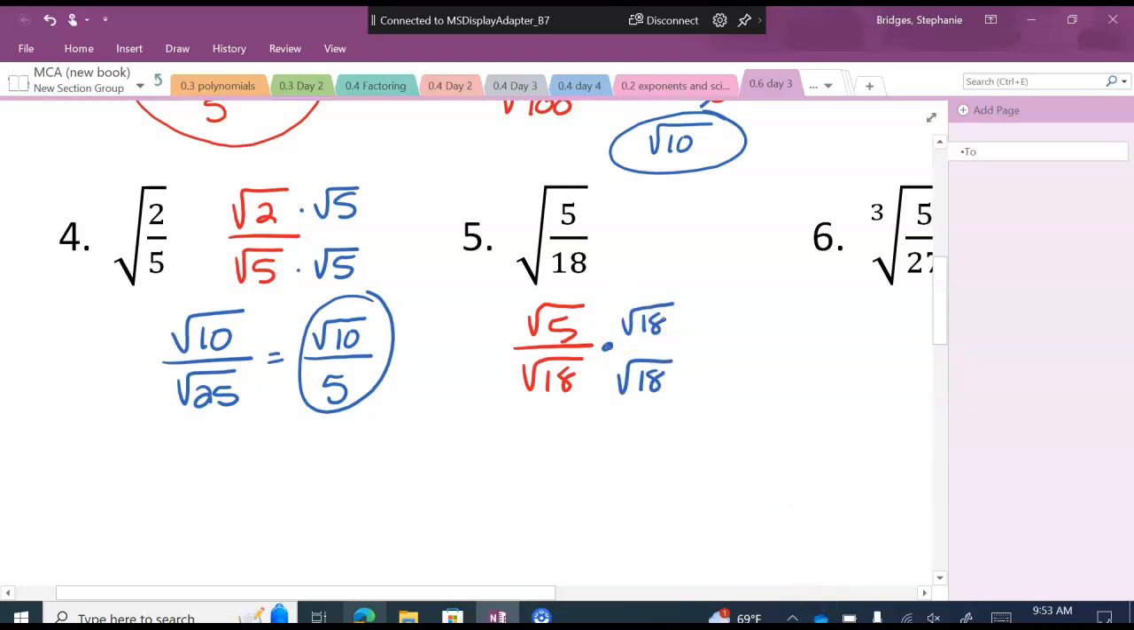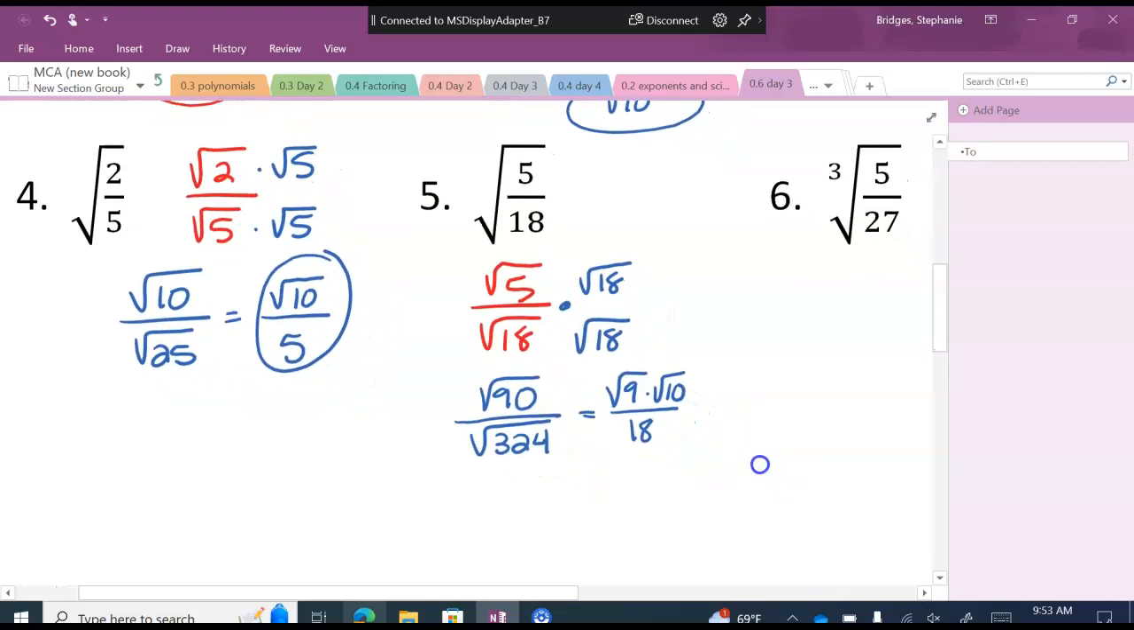So at the top, 5 times 18 is going to be 90, right? And 18 times 18 is 324. And we know that the square root of 324 is going to just be 18 because that's what I just multiplied by itself. Here's the question. Is 90 a perfect square? No. But does it have a perfect square that divides into it? Yes, we can start here and work our way back and we find that 9 goes into it. So I'm going to split that up into the square root of 9 times the square root of 10. And then I'm going to simplify.